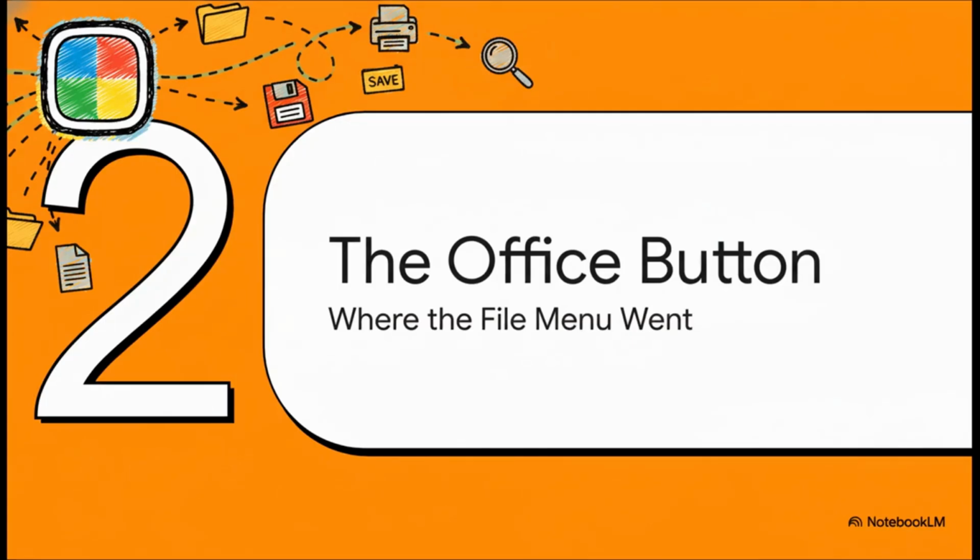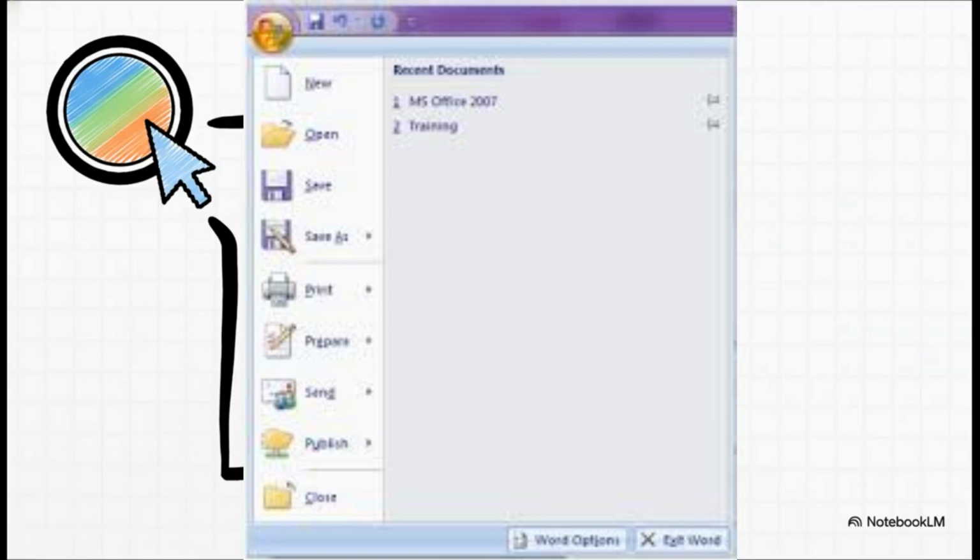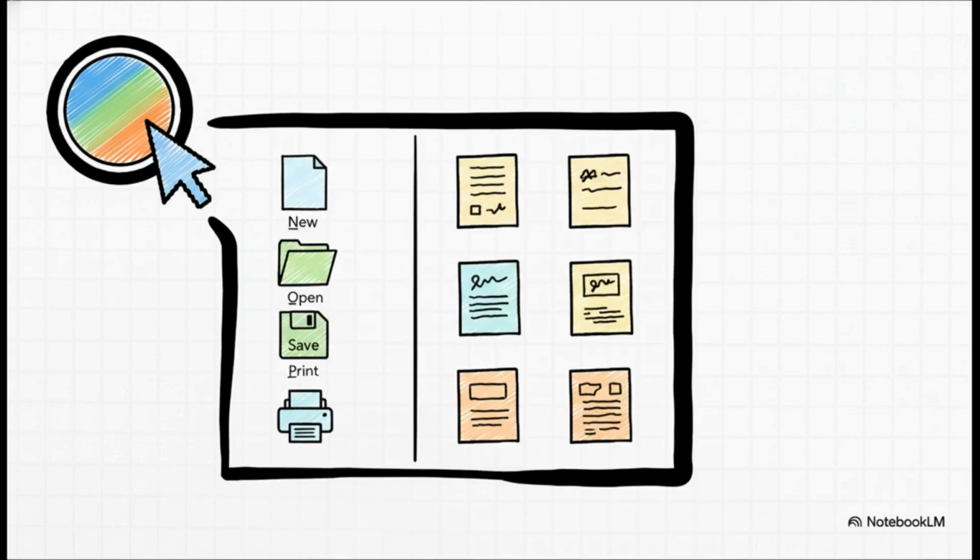Now I want you to look at the very top left corner of the screen. You see that single colorful icon? That is the Office button. And it's basically where the entire old file menu now lives. So when you click this button, you get all the basics you'd expect. New, open, save, print. But what's really, really useful is this pane on the right that automatically shows your most recent documents. No more digging through folders trying to find that file you were just working on.